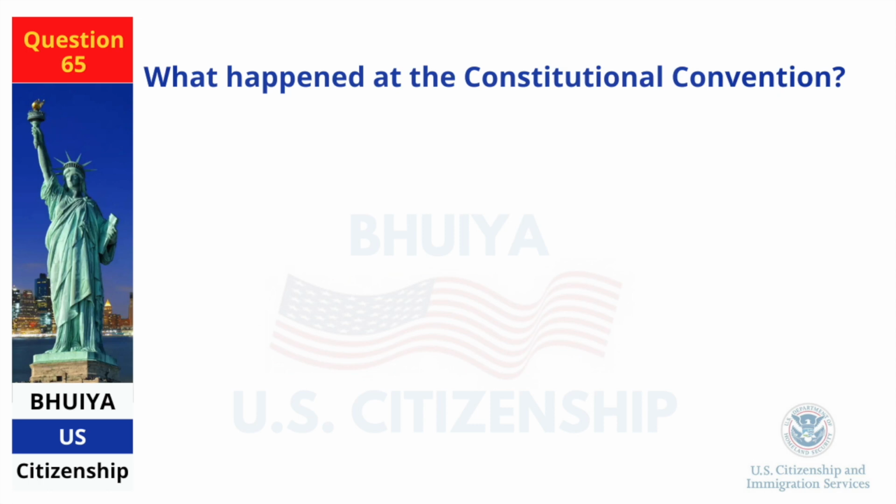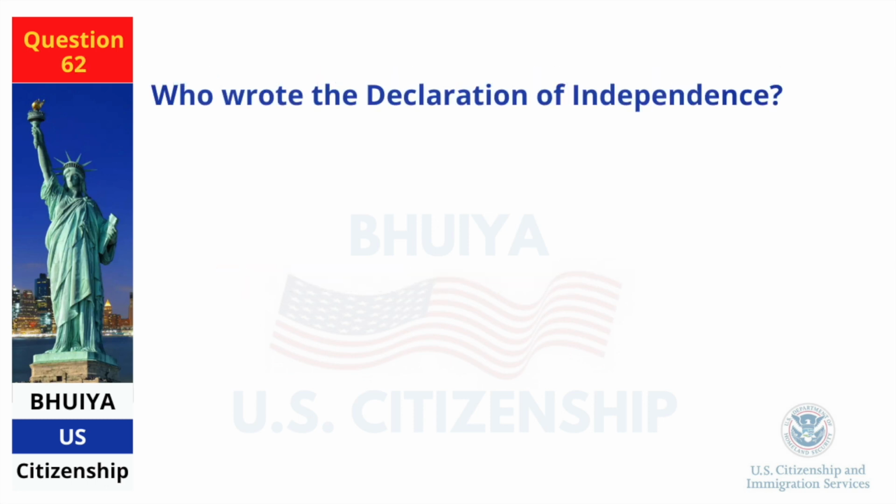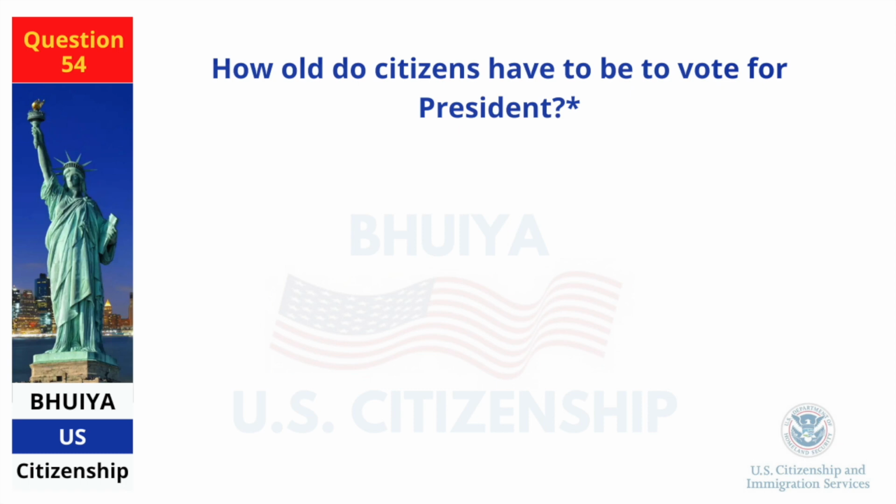What happened at the Constitutional Convention? The Constitution was written. Who wrote the Declaration of Independence? Thomas Jefferson. How old do citizens have to be to vote for president? 18 and older.